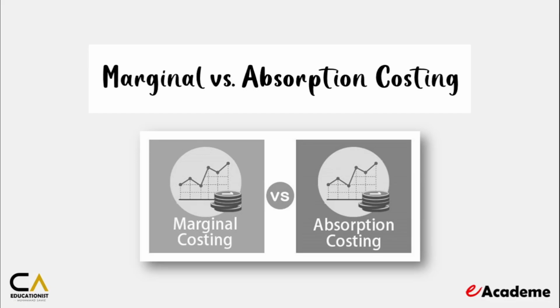Marginal and absorption costing are two of the most popular costing principles under which the profit statements are prepared. These costing principles primarily differ in their way of valuing the inventory levels. Before we discuss key differences between them in detail, let us understand three important concepts.